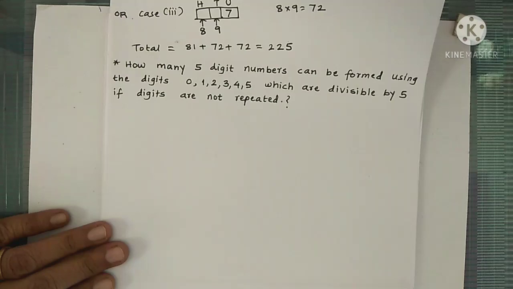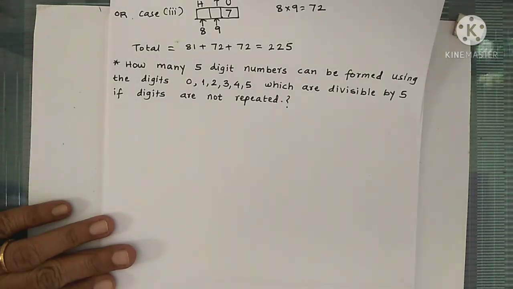Okay, let's solve one more question of this kind. How many 5-digit numbers can be formed using the digits 0, 1, 2, 3, 4, 5, which are divisible by 5 if digits are not repeated? So repetition of digits is not allowed. We want to form a 5-digit number and the number should be divisible by 5.